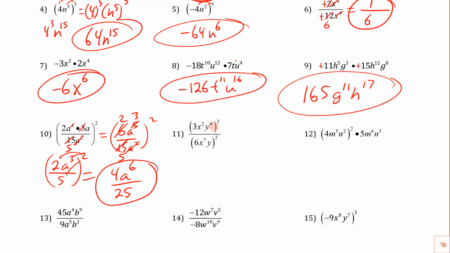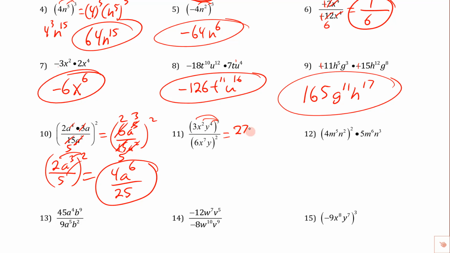This one has a set of parentheses on the top and the bottom. This has one big set of parentheses. That's why we simplified this stuff inside. So we're going to go ahead and simplify the top by applying this exponent. So this is going to be 3 to the 3rd, x squared to the 3rd, and y to the 4th to the 3rd. So 3 to the 3rd is that common perfect cube, 27.